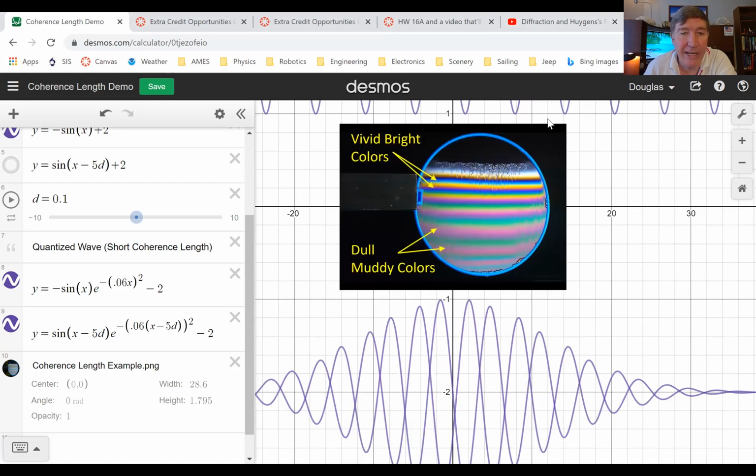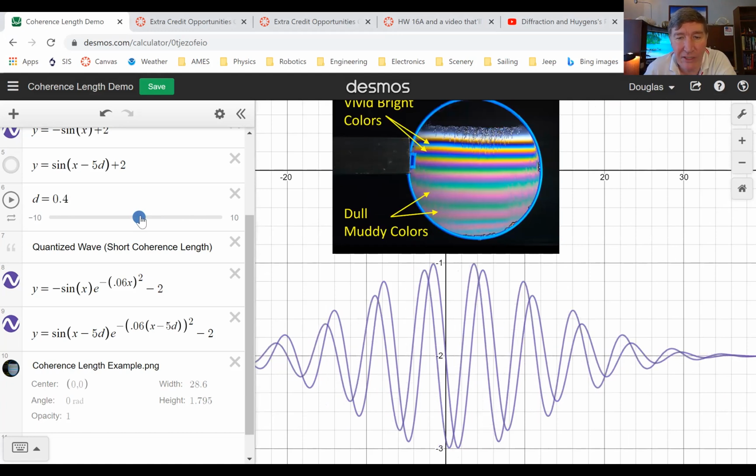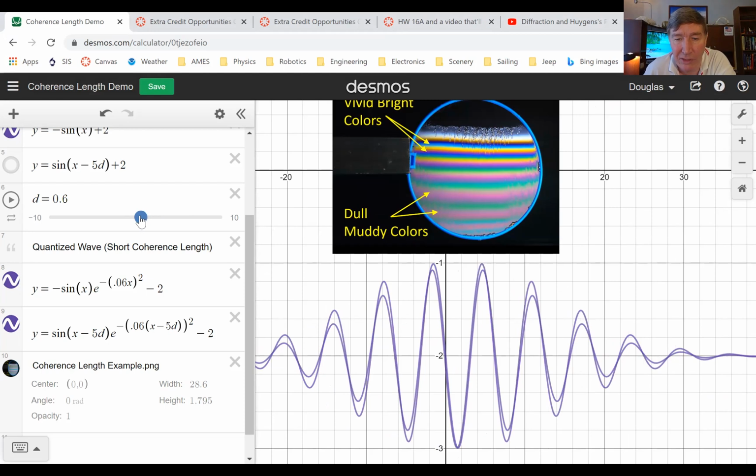Okay, and so now let's see what happens as we shift it further. So now I've shifted enough. So now you can see I'm getting constructive interference.